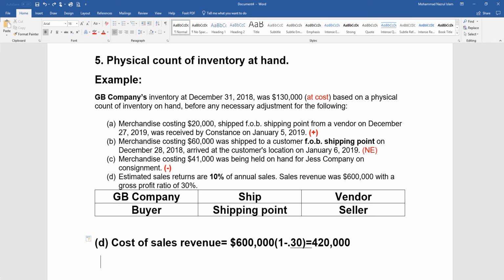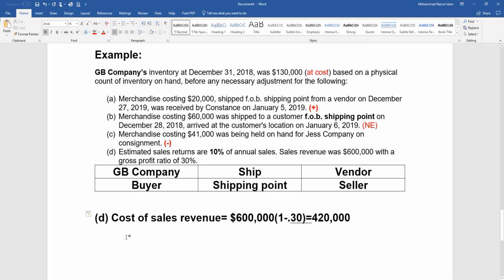And so how much should be added with our inventory? So sales return would be 420,000 multiplied by 0.10, 10%. Okay, so 42,000.